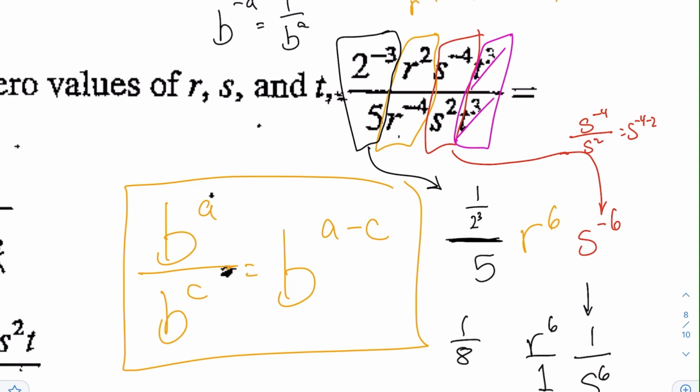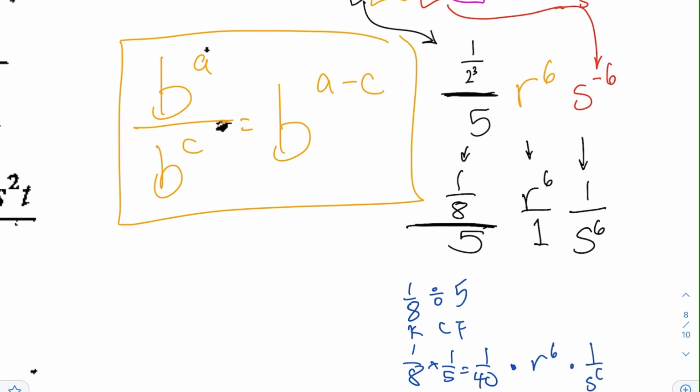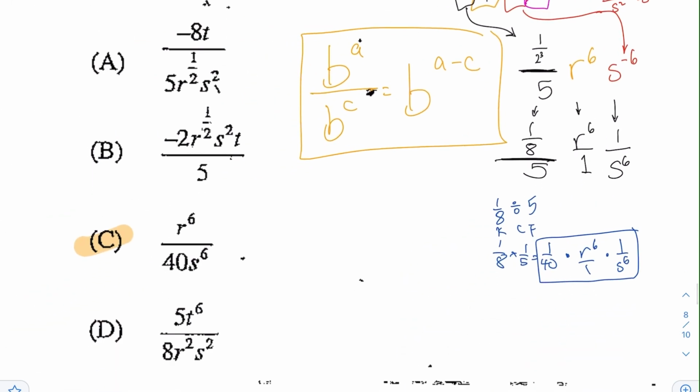So here you have 1/8 divided by 5. And you can rewrite that, you'll have to keep change flip, which will be 1/8 times 1/5, which will give you 1 over 40. So you have 1 over 40 times r to the 6th times 1 over s to the 6th. So this is how you would simplify this. That will give you r to the 6th over 40 times s to the 6th. That's the final answer when you multiply the numerators together and multiply the denominators. And that's choice C.